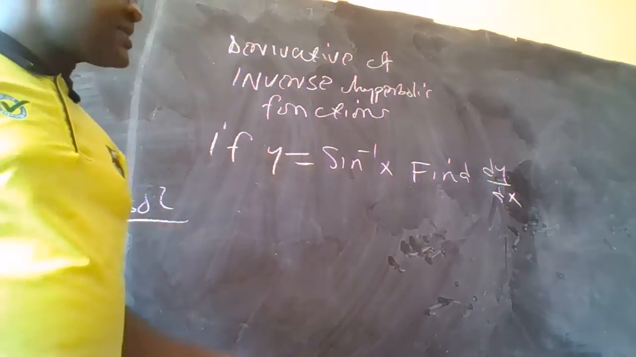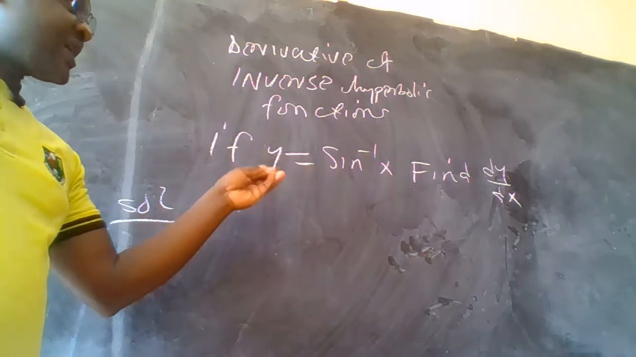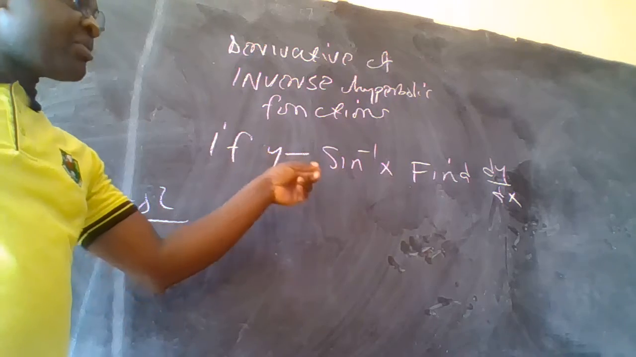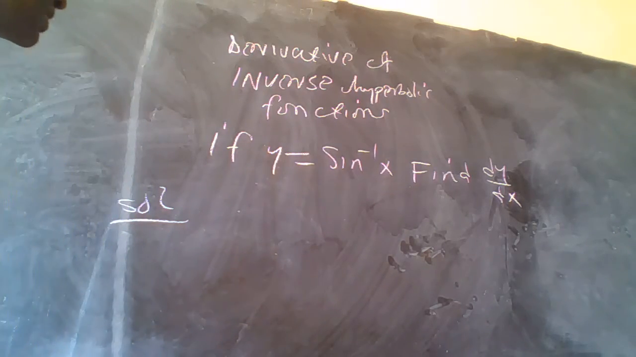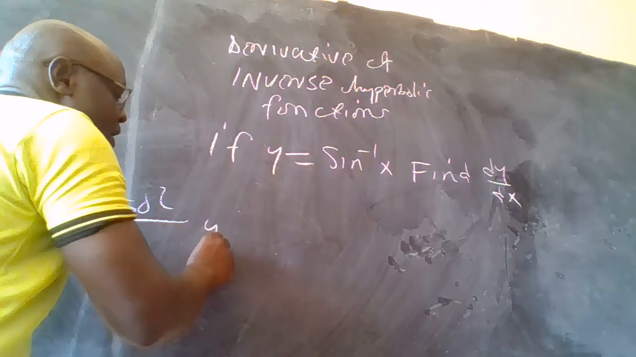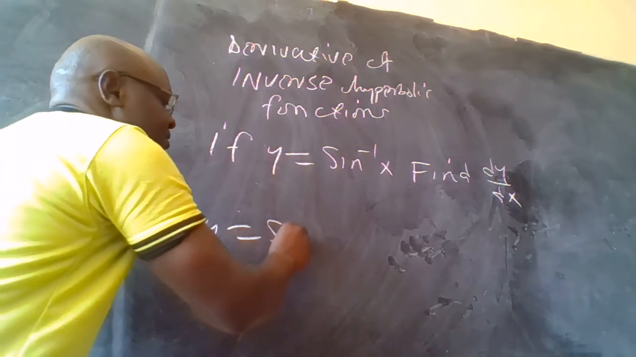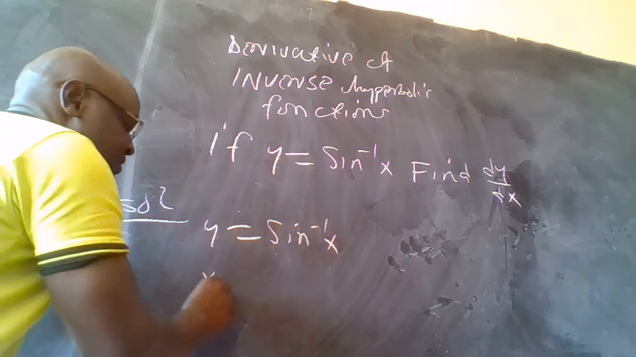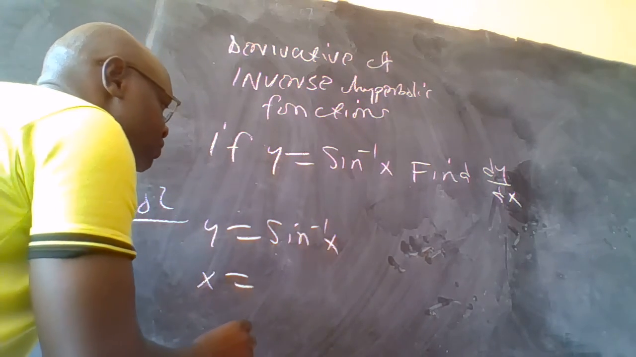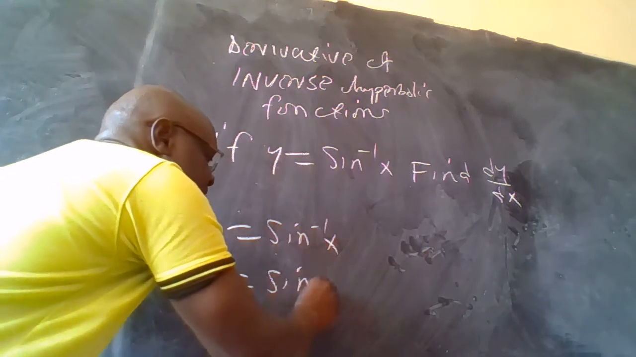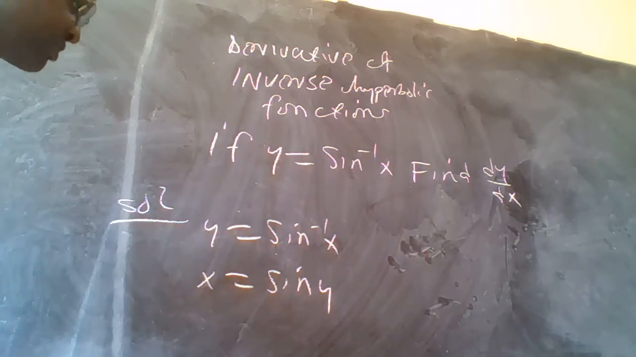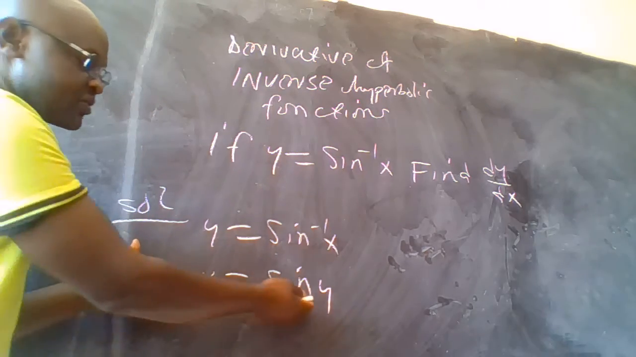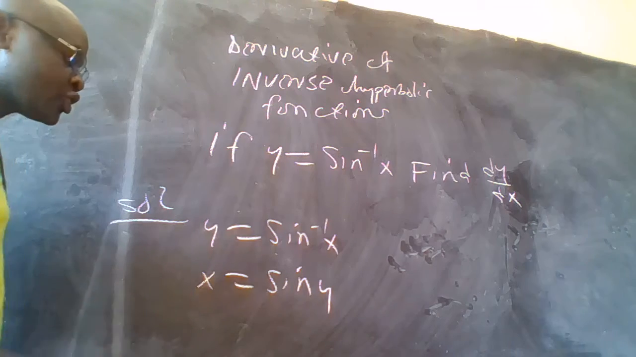Solution. The first thing is for us to write this hyperbolic statement as a direct statement. When you have y equals the sinh inverse of x, then it means that x equals sinh y. We write it as a direct statement: x equals sinh y. Therefore, we differentiate this equation with respect to y.